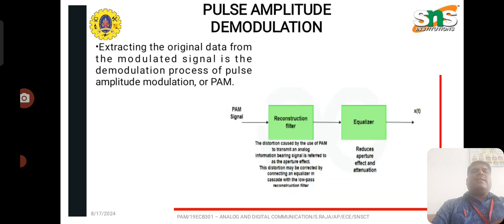This is the demodulation of the pulse amplitude signal. Extracting the original data from the modulated signal is the demodulation process of pulse amplitude modulation.